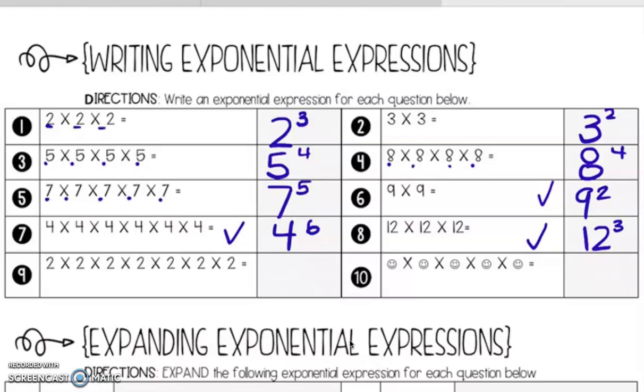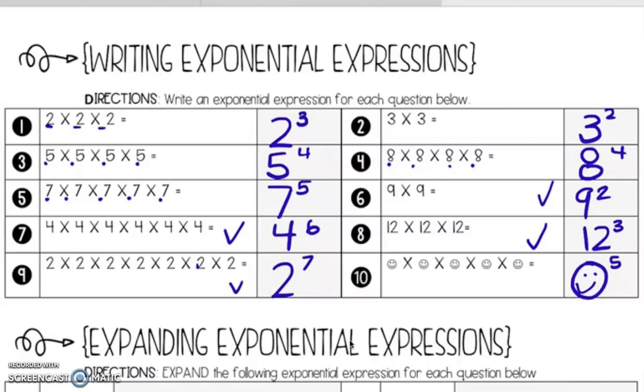Ooh, number 9 is a big one. Should be 2 to the 7th power. Give yourself a check mark if you got that. And then number 10 is using a variable, so it's smiley face times smiley face times smiley face times smiley face times smiley face. So the smiley face variable is our base, and we're multiplying it times 5, so its exponent is a 5.